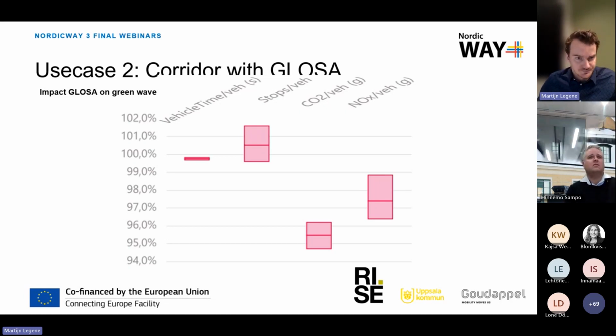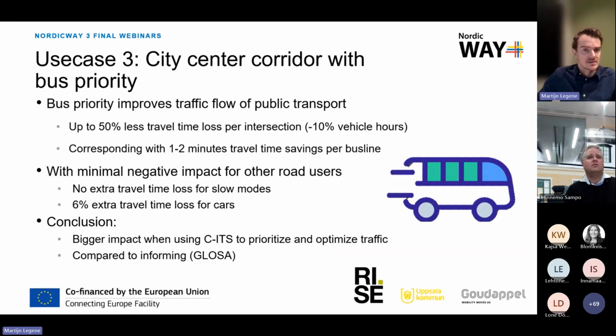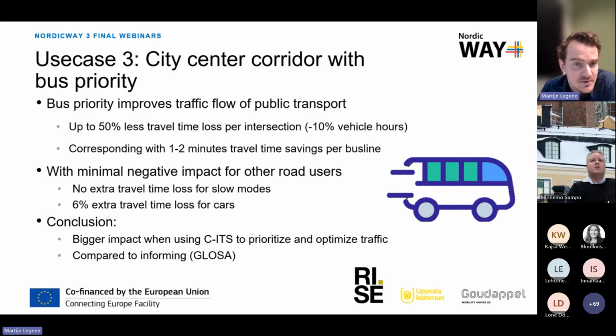also possible, or a slight decrease in the travel time is possible because of a shorter cycle time in the entire intersection. The third use case, as Sampo explained, is in the city center, close to the central station of Uppsala, where we implemented bus priority in Visim. And bus priority improves the traffic flow of public transport. Up to 50% less travel time loss per intersection is possible.